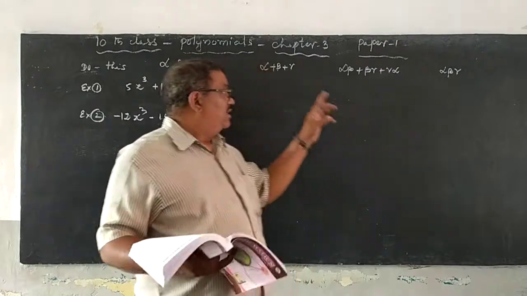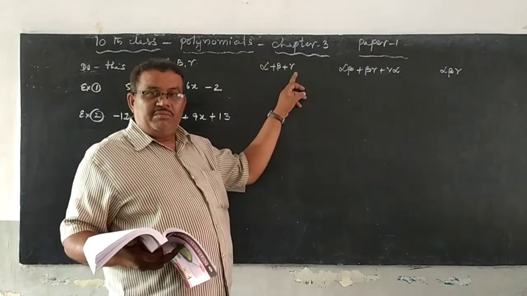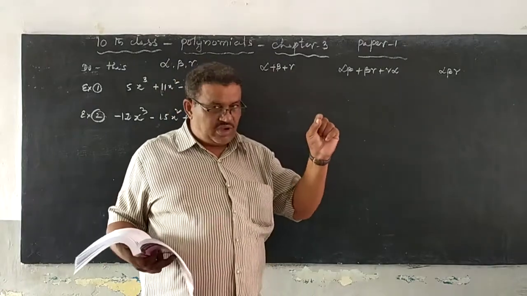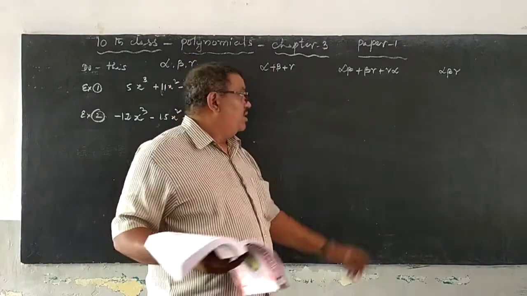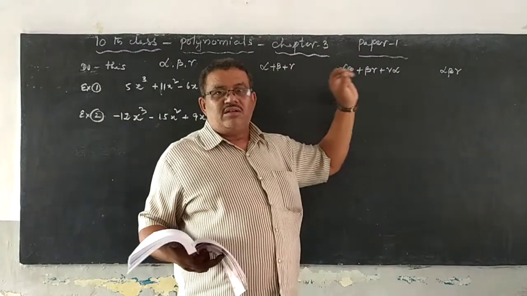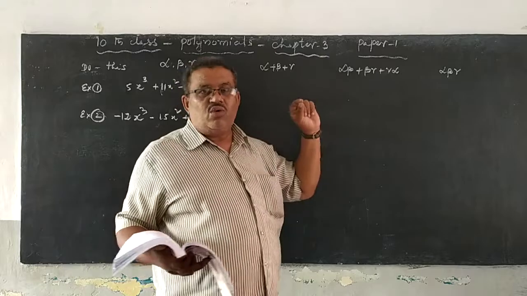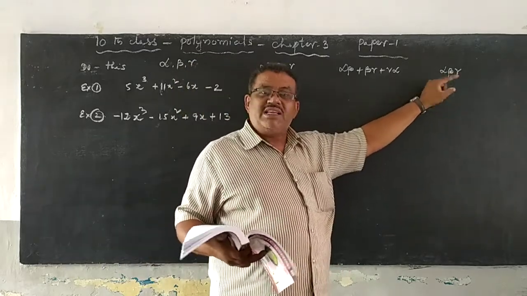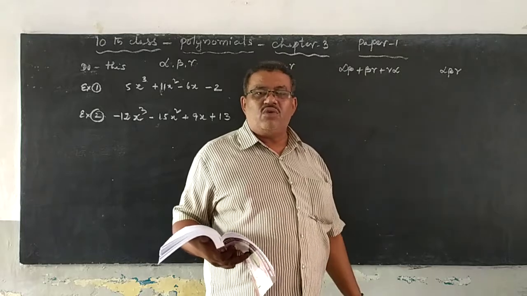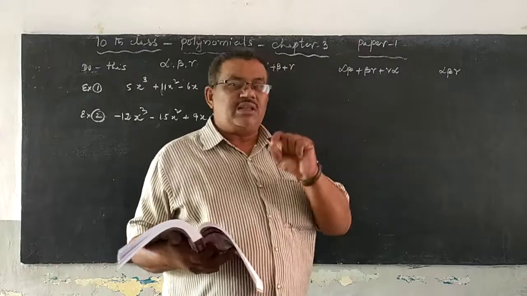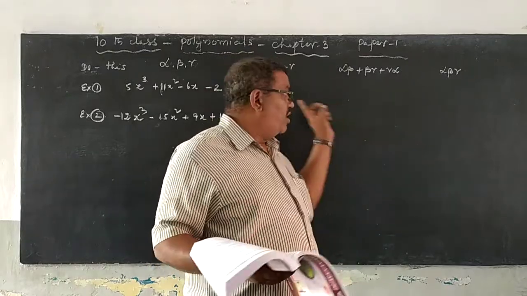Already we discussed the formulas. Sum of zeros is minus b by a, that is minus coefficient of x square by coefficient of x cube. Sum of product of zeros taken two at a time is c by a, coefficient of x by coefficient of x cube. And alpha beta gamma is minus constant by coefficient of x cube, that is minus d by a. These are the three formulas. In the same pattern we have to do these ones.